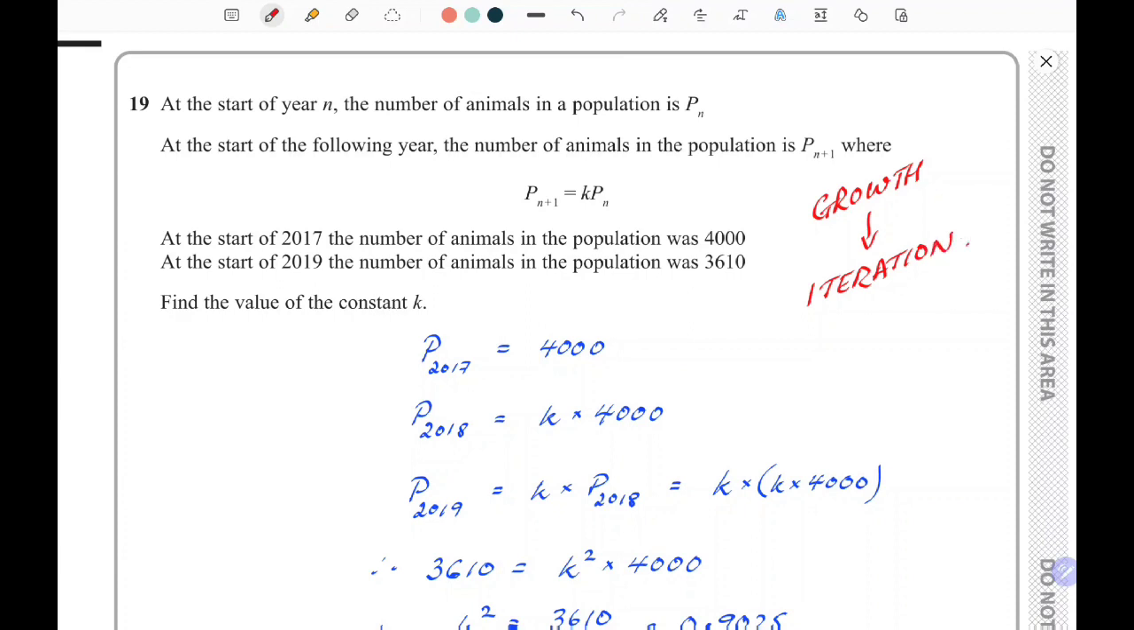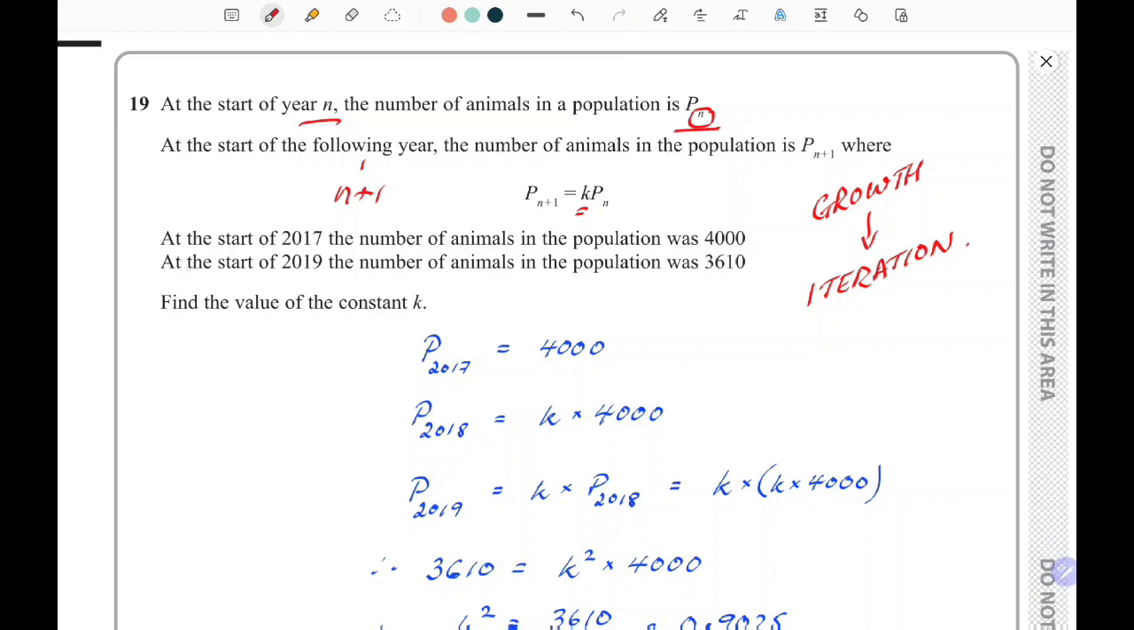At the start of year n, the number of animals in a population is Pn. So Pn, the little n there, means the population in whatever that particular year is. At the start of the following year, which obviously must be n plus 1, the number of animals in the population is Pn+1, and we know that the population of each year is some constant times the population of the previous year.